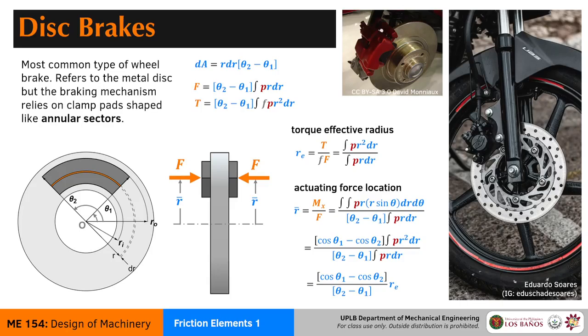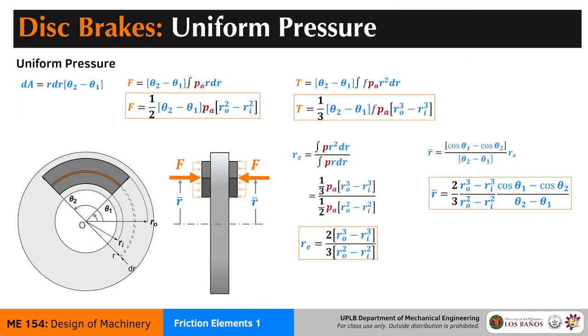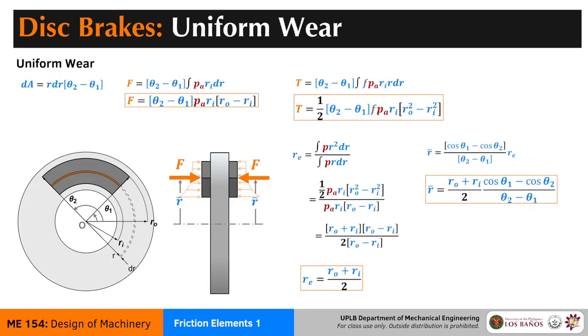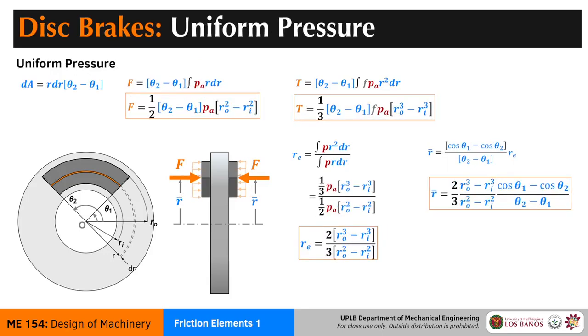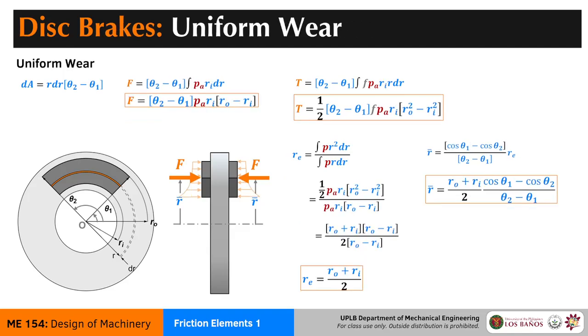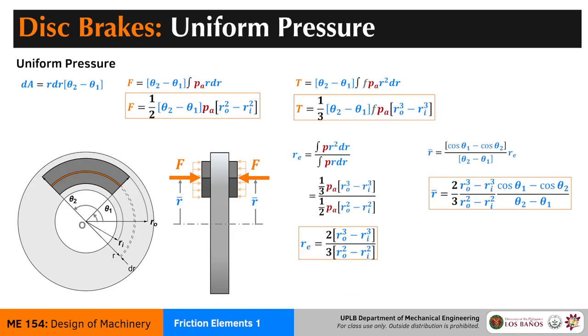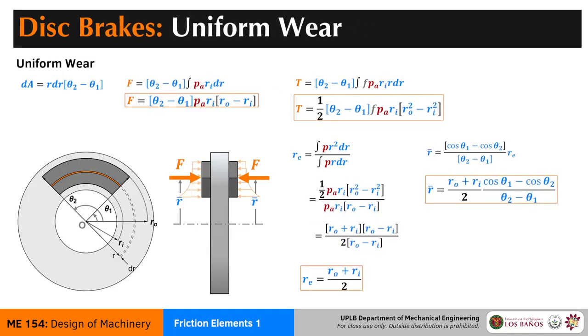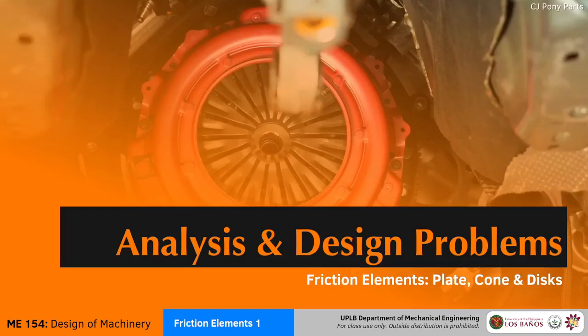So of course, we have a uniform pressure set of equations, and then we have a uniform wear set of equations. Is there a difference? What you find out is, at least for the disc brakes, the uniform wear equations are a lot simpler. They're much simpler. All right. So that's it. Let's go to some analysis and design problems.